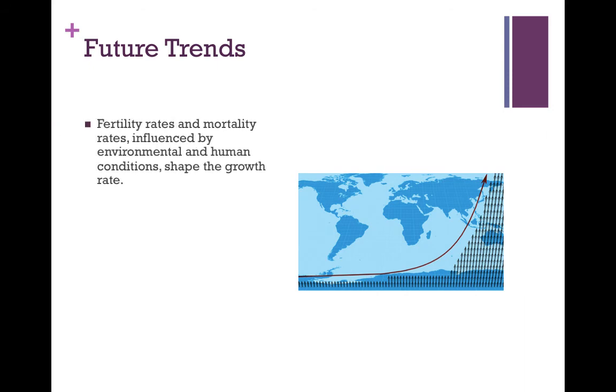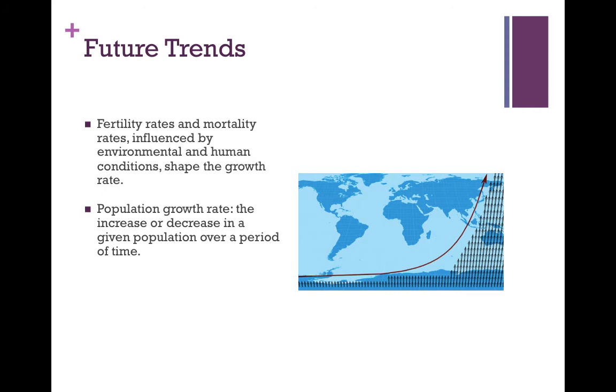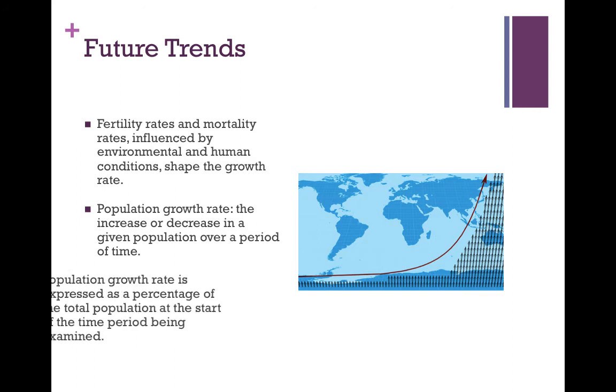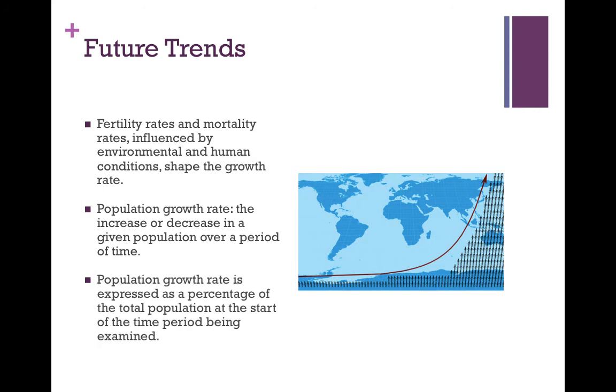Fertility rates and mortality rates influenced by environmental and human conditions shape the growth rate. Population growth rate is defined as the increase or decrease in a given population over a period of time. Population growth rate is expressed as a percentage of the total population at the start of the time period being examined.